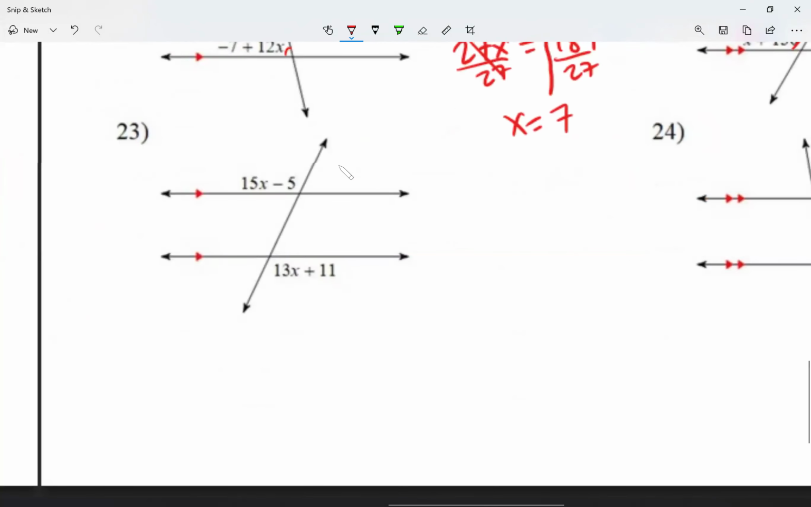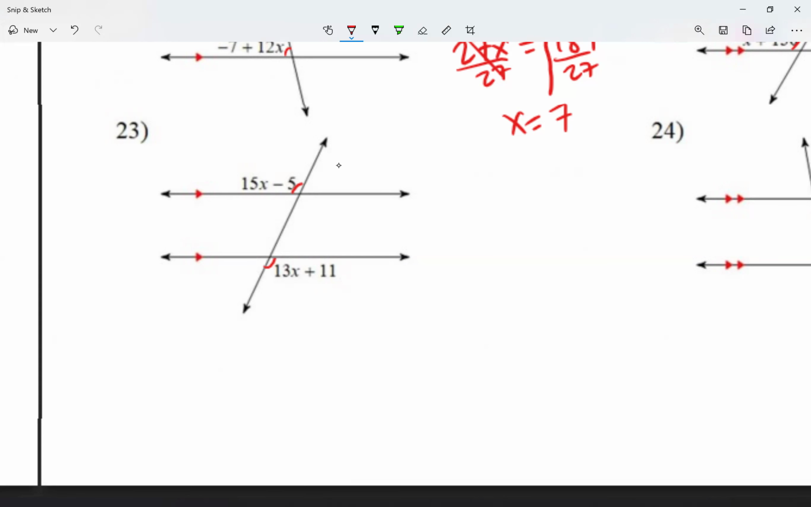Looking at number 23, what's this? This angle with this angle. Is this alternate interior? Is this alternate exterior? Or is this same side interior?